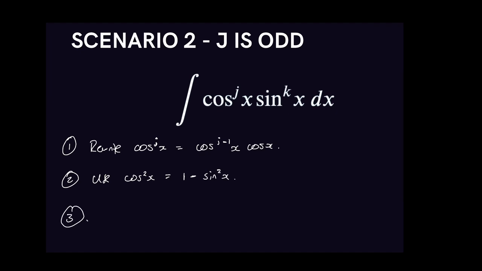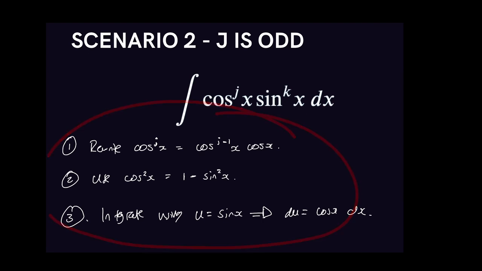So we just use the reverse of the trigonometric equation. Then we just integrate using u is equal to sine x, because we can say du then is equal to cos x dx. Okay, now that you've seen it before, this should make a bit more sense. But regardless, let's get into an example.